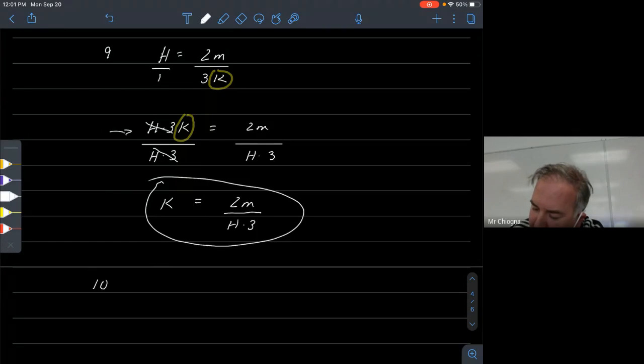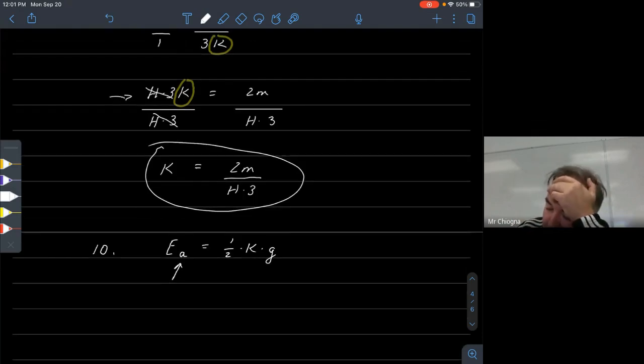Ten. I can solve for the K or the G. It's similar. Okay, it's not shown, but the half is multiplied with the K, which is multiplied with the G. And this is a subscript, which means it moves with the capital E. This is all one variable. The subscript tells you something about the energy. E stands for energy. What type of energy is it?